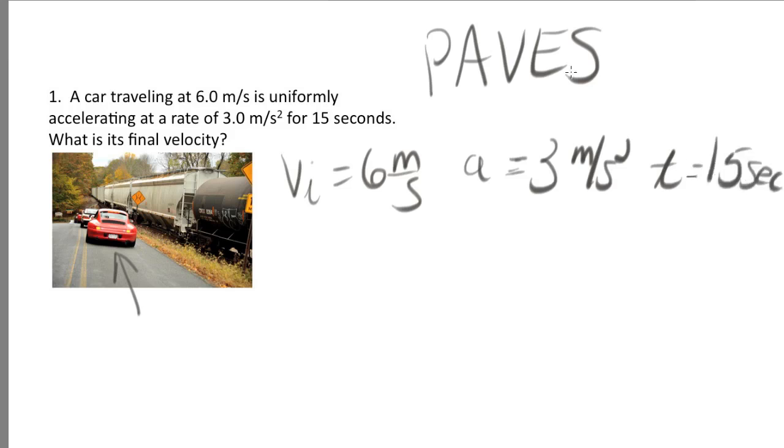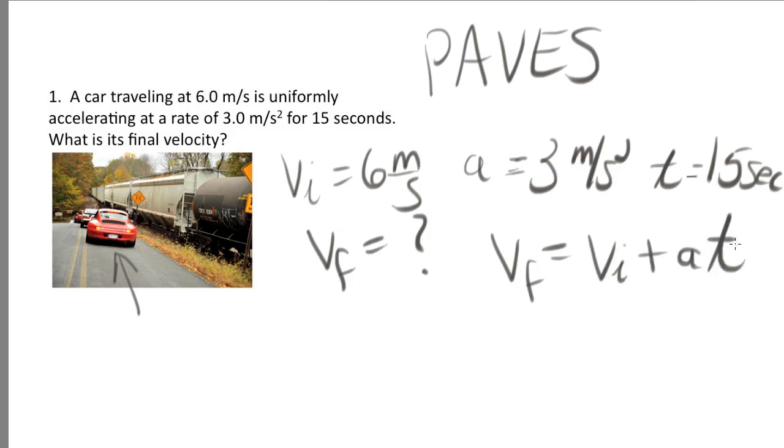Okay, so that's our variables. Now let's look for, oh, one more thing. I forgot. We are looking for final velocity. I kind of like to do that. It's what we're looking for. Spell it out. What equation has all these in it? If you look, VF equals VI plus AT. And now we're ready to substitute. Or as a good friend of mine used to say, let's plug and chug.